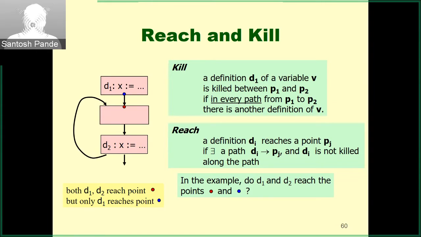For blue, for example, we can do certain optimization, maybe because it just involves D1. However, for optimization at the red dot, we must consider both D1 and D2 and analyze their combined properties. And that's the goal of this reaching definition analysis, is to find a set of values that must be analyzed together because they all can reach that particular point. So are there any questions? Otherwise, we'll move to how to find this information next.